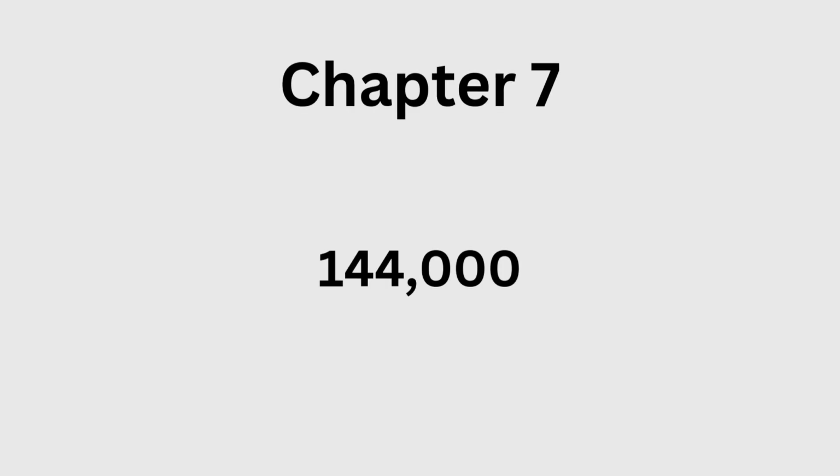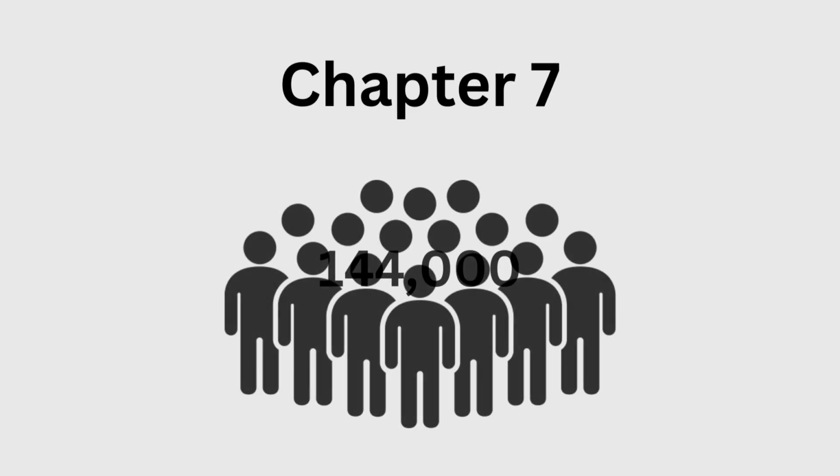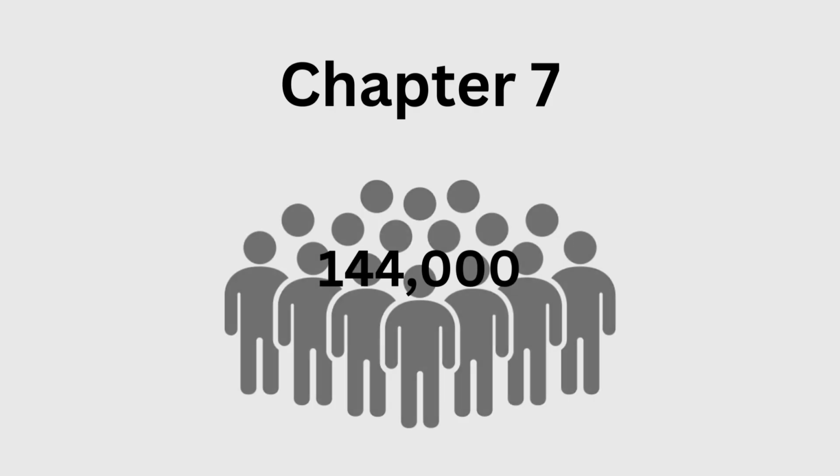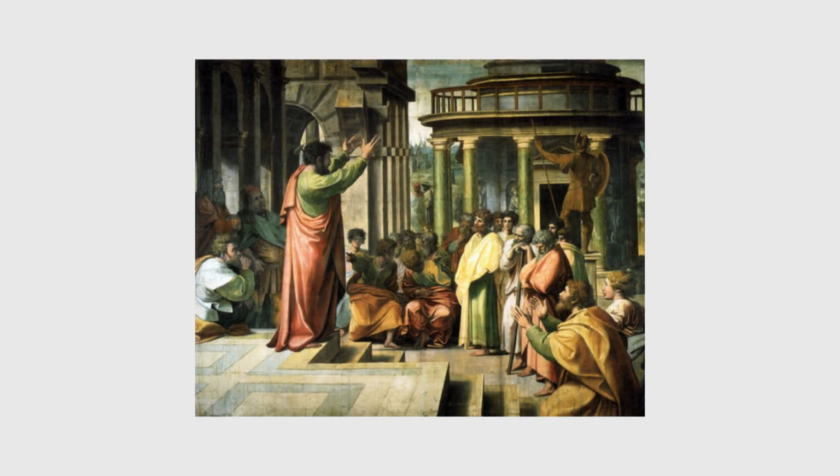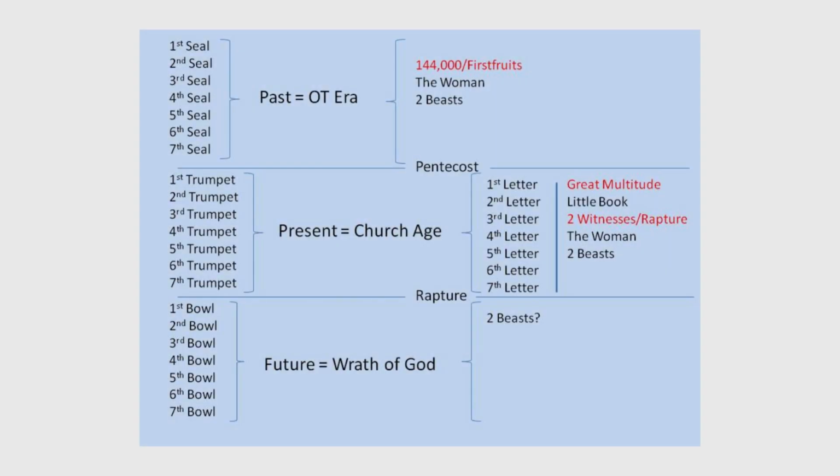Back in chapter 7, we saw the 144,000 and the great multitude together, with nothing separating them. Now, we see that the gospel is proclaimed in between these two groups, which is the church age. This tells us we have placed the 144,000 and the great multitude correctly. From the chart, we can see the two witnesses are either the great multitude or they are part of it.